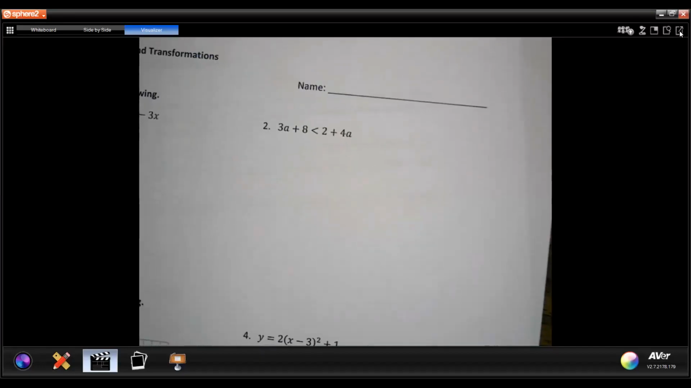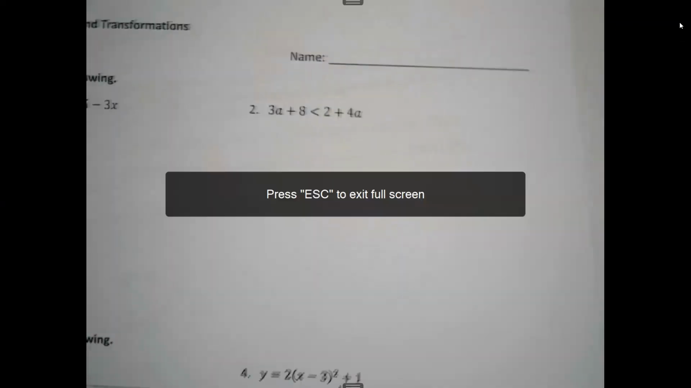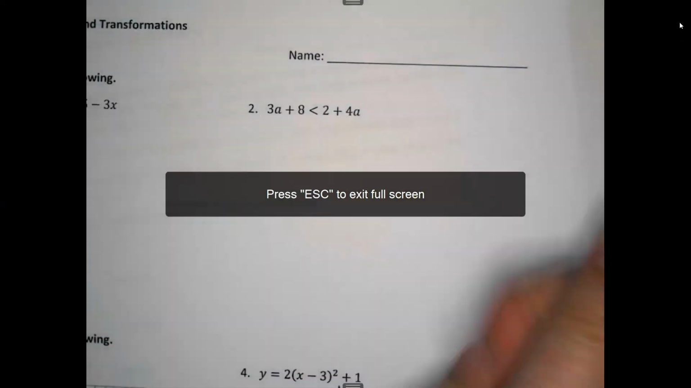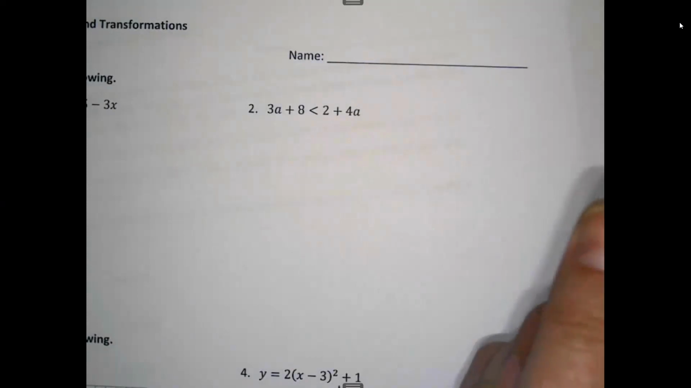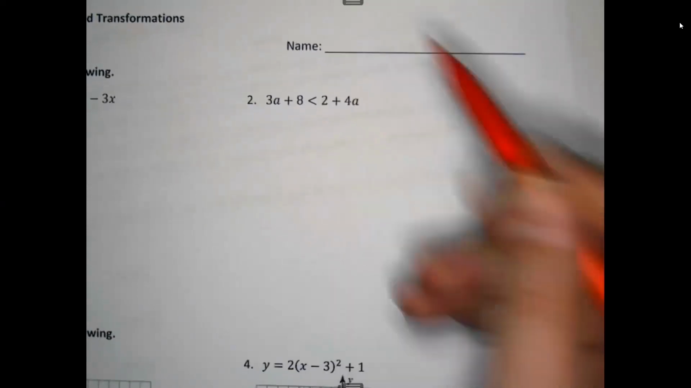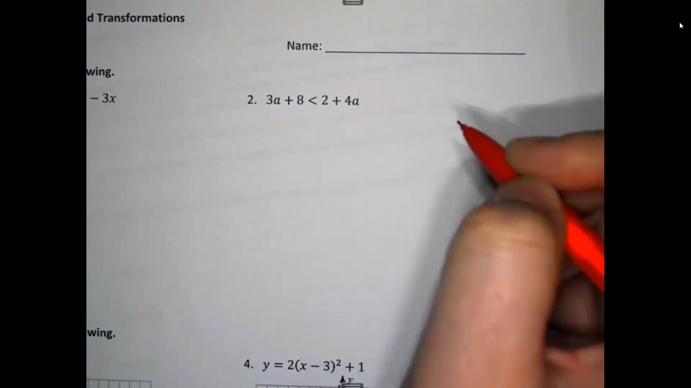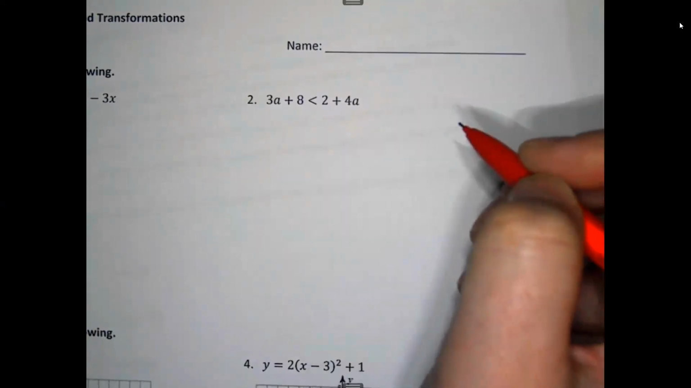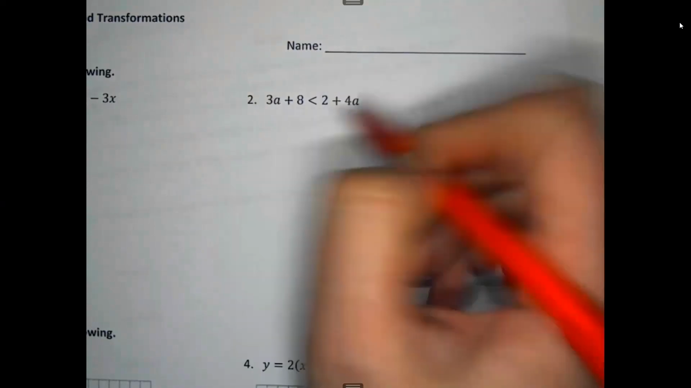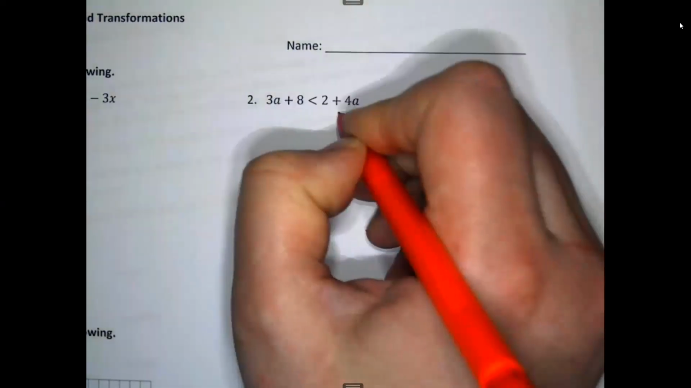So number 2, if our first goal is to get the A's to one side, what would we do to get the A's to one side? Subtract which one? To get the A's to one side? Okay, so you could subtract the 4A or the 3A. It doesn't matter.